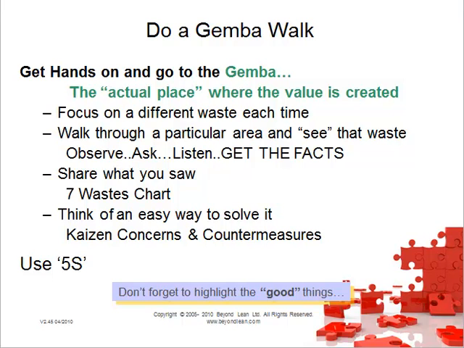Get some good 5S principles in place so that things can be highlighted and clearly visible, so that waste becomes visible, the hidden becomes obvious. And also don't forget to highlight the good things as well.